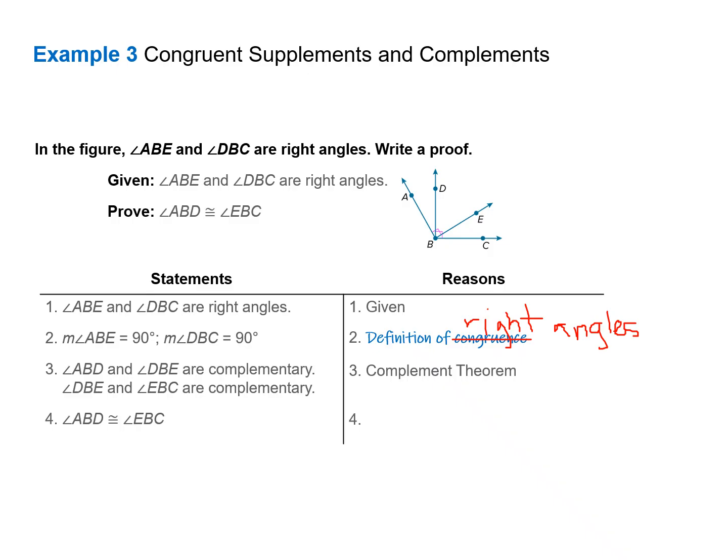Now, number 3 says the measure of angle ABD and the measure of angle DBE are complementary. That's through our complements theorem. So angle ABD and DBE are complementary. Angle DBE and EBC are complementary. That is from our complements theorem. So how can we say that angle ABD and angle EBC are congruent? By the congruent complements theorem. If they are complementary to the same angle, then by the congruent complements theorem they are congruent.